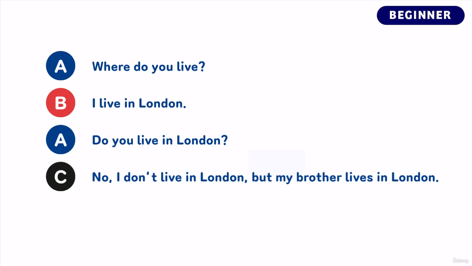Okay, all the sentences in this dialogue use the present simple tense. So let's first take a look at the basic structure of the present simple tense. We'll first take a look at the positive statement in the present simple tense. I live in London.